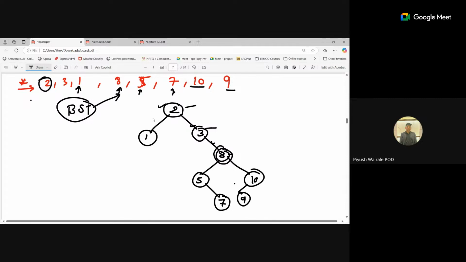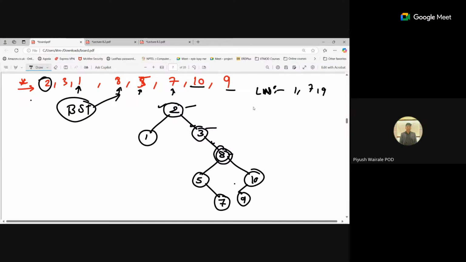So I hope you understand this particular thing. Now based on that, you can expect a question, right? What is the root node? What is the leaf node? So what are the leaf nodes in this case? Tell me. 1, 7, and 9, right?